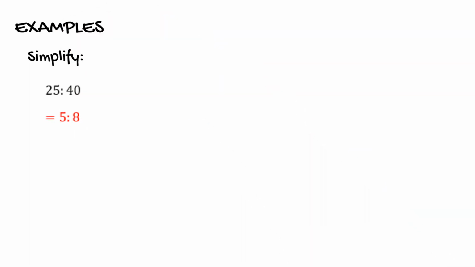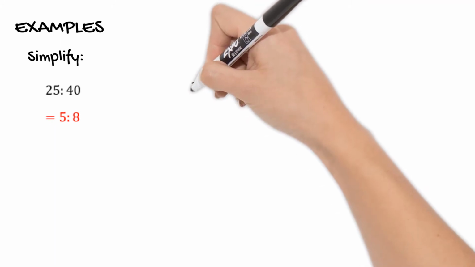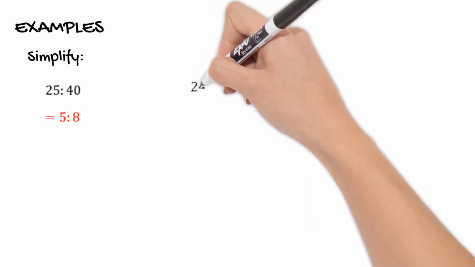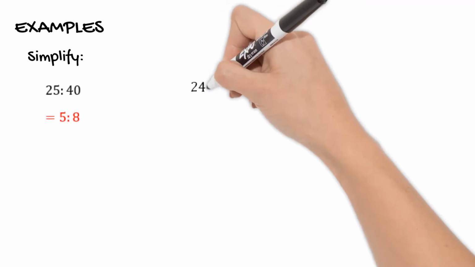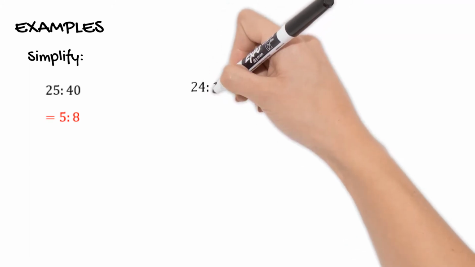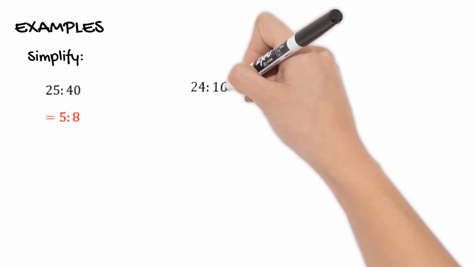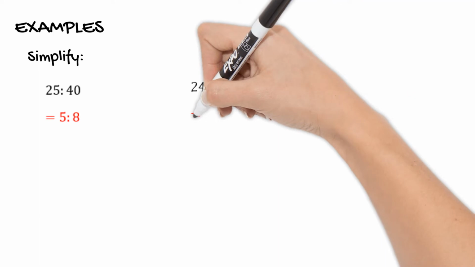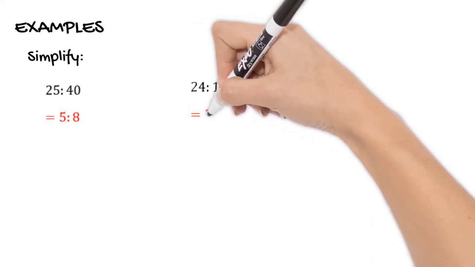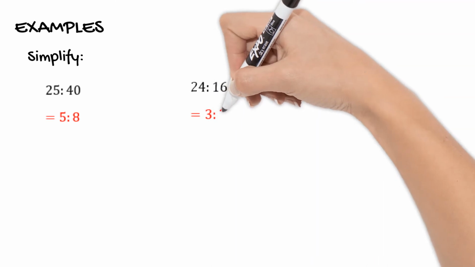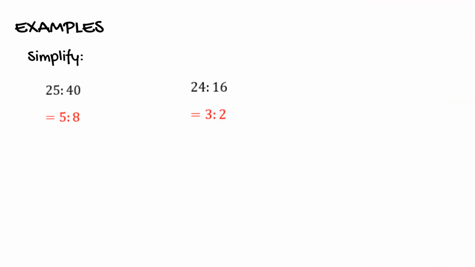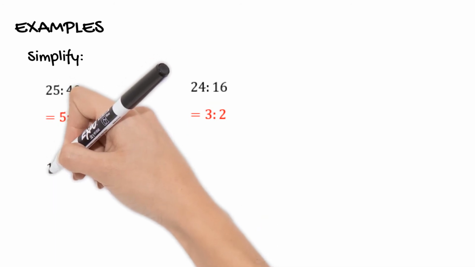Then I've got another straightforward one. I've got 24 to 16. I can see that my highest common factor of 24 and 16 is 8. So that's going to give me 3 to 2. But even if you couldn't see that 8 is the highest common factor of both of those numbers, you can see that they're both even. So you can start out dividing by 2, because as long as both of your terms are even, they're always going to divide by 2. So you can continue dividing by 2 until you have no more even numbers. Obviously the smaller your values get, the easier it is for you to be able to identify common factors.